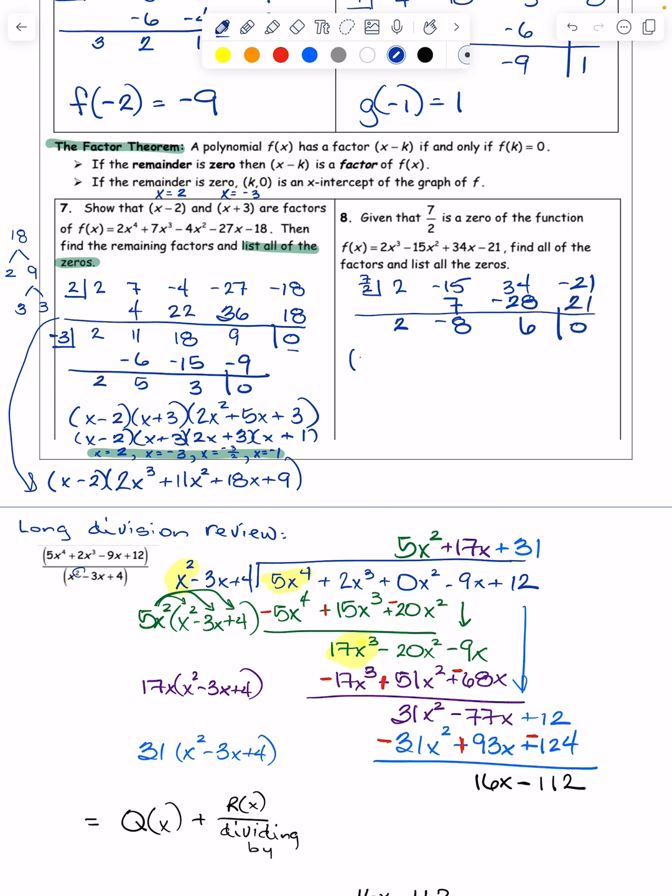So at this point, it factors into x minus 7 halves, and I could write that nicer, but we're just going to leave it, 2x squared minus 8x plus 6. How about we factor out the 2, because I think that makes it a little easier to see. And the 2 can even live out front. It's not going to change any of our zeros.